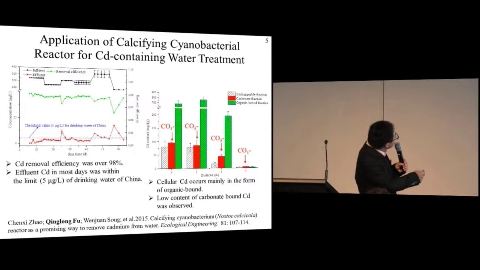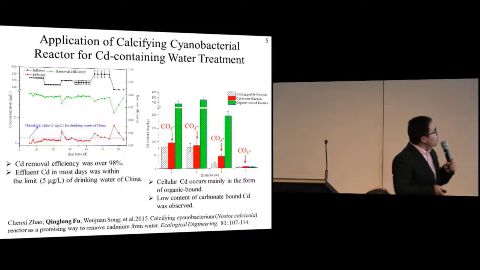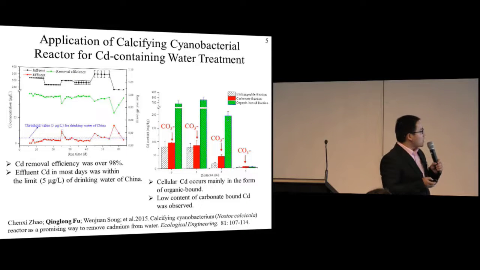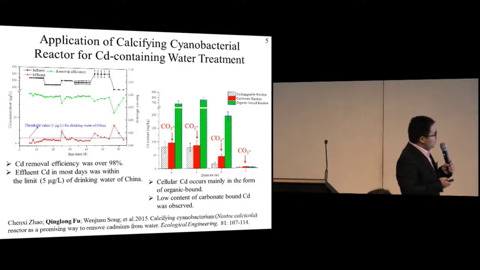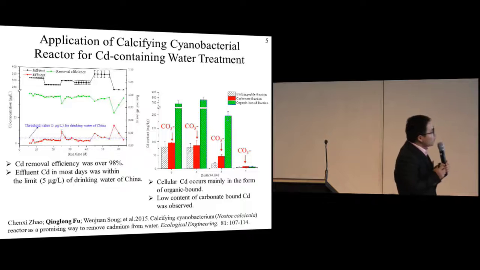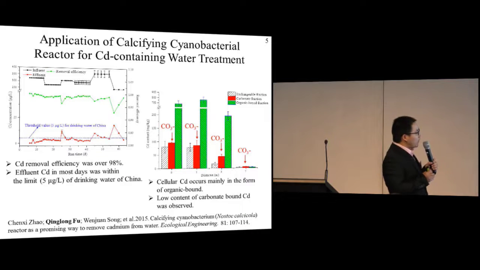As you see in this picture, cadmium was effectively removed by over 98%, and in most cases the cadmium concentration in the effluent water is lower than the limits of the drinking water standard of China. We also investigated the cadmium species in the cell. We found that most cadmium is accumulated by cyanobacterial cells, and the organically bound cadmium is the predominant cadmium species in the cell. We also found a low content of carbonate-bound cadmium.